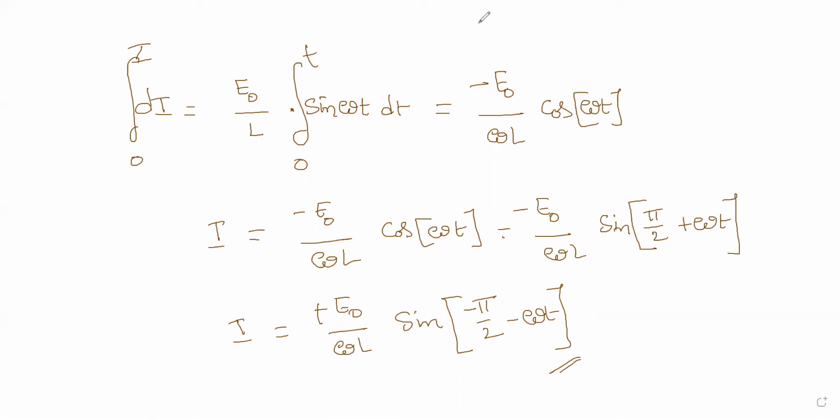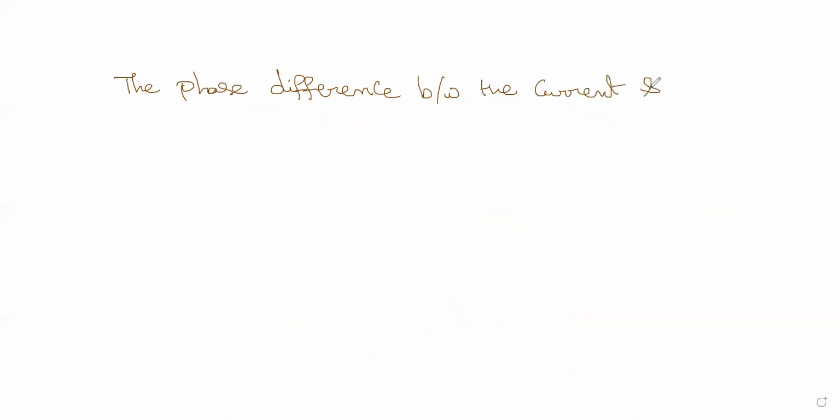So you can write, I hope you have written. Here the phase difference, this is what you have to remember: the phase difference between the current and voltage is pi by 2. So that will be 90 degrees, the first part.